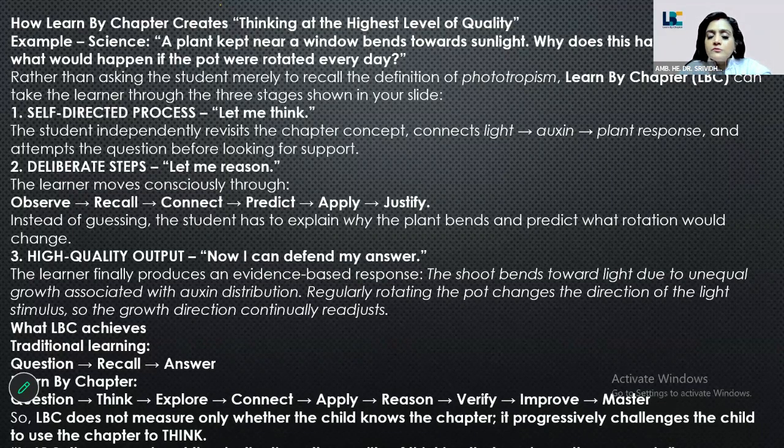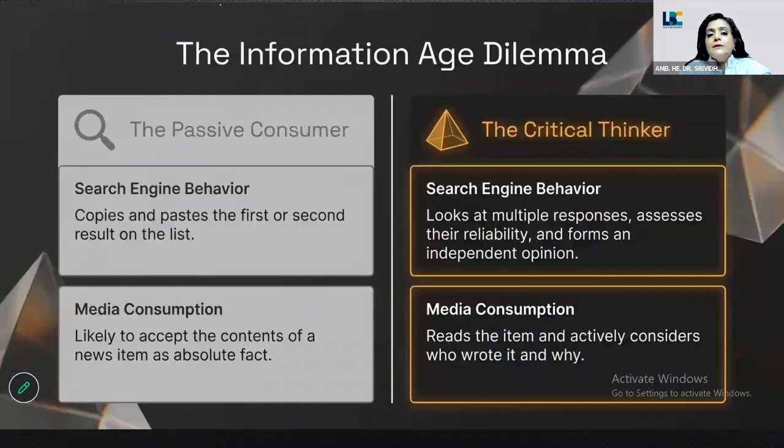So Learn by Chapter does not measure whether the child knows the chapter. It progressively challenges the child to use the chapter to think. So the information age dilemma, that is the passive consumer, as we have seen, is the difference in the critical thinking process, exactly how they interpret the media. I gave this example before.